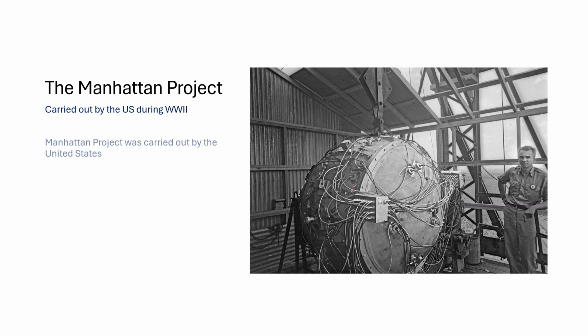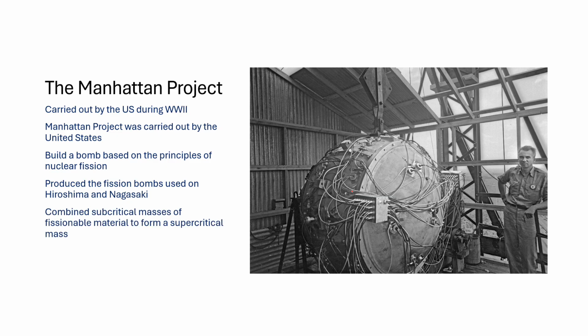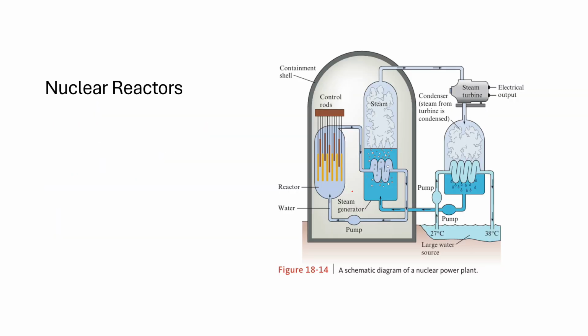Now, nuclear fission was used in the Manhattan Project, which was carried out by the United States during World War II. They basically built a bomb based on the principles of nuclear fission. This is the basis for the bombs that were released on Hiroshima and Nagasaki. They used subcritical masses of fissionable material to form a supercritical mass. That's why the effects were very devastating.